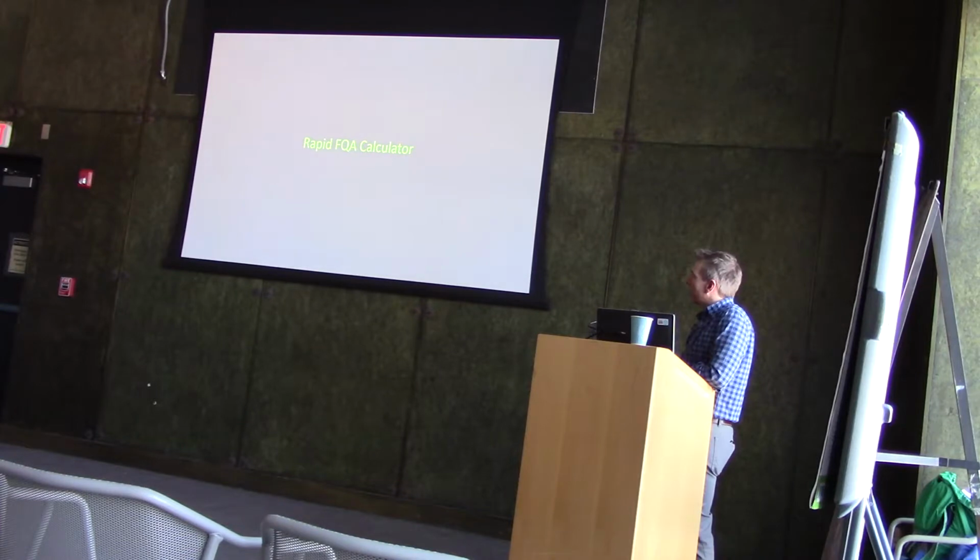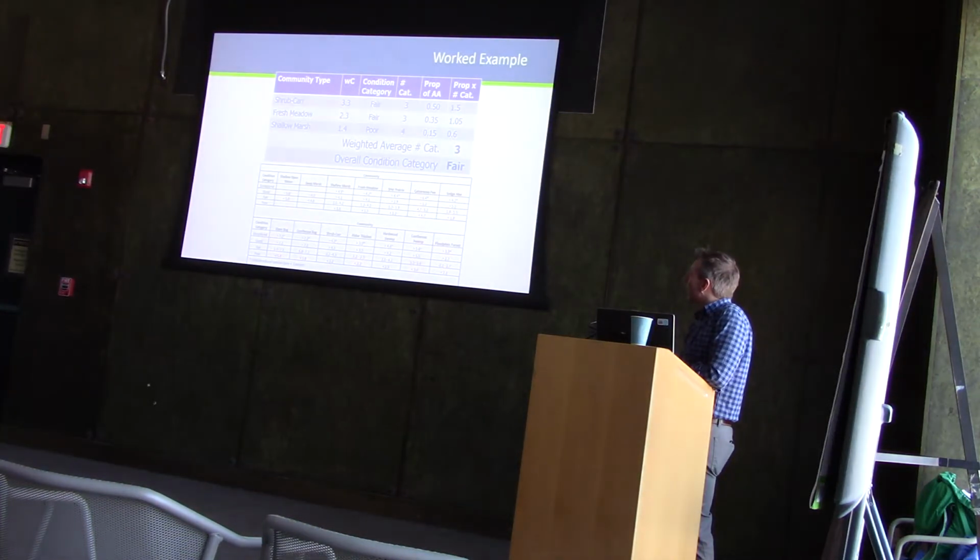Let's see if I can get to it. There we go. So in the end, for that example, we had 3 different communities: shrub carr, fresh meadow, and shallow marsh. These are the weighted C-scores for each of those, and the condition categories. If you mapped it out, you'd come up with the proportion of the site that each community occupied.